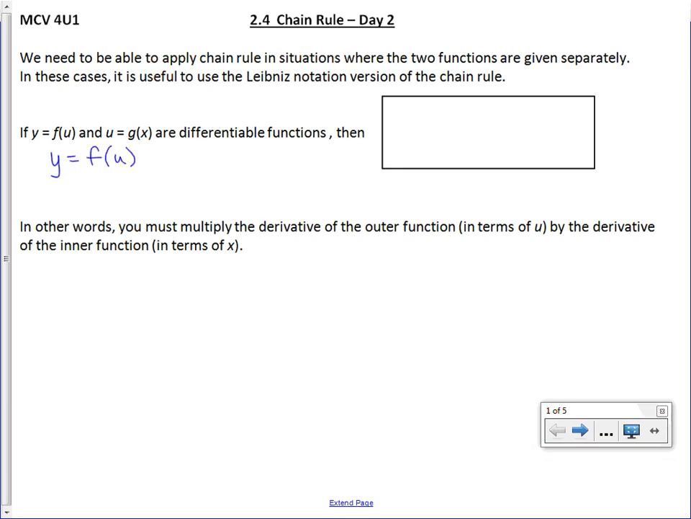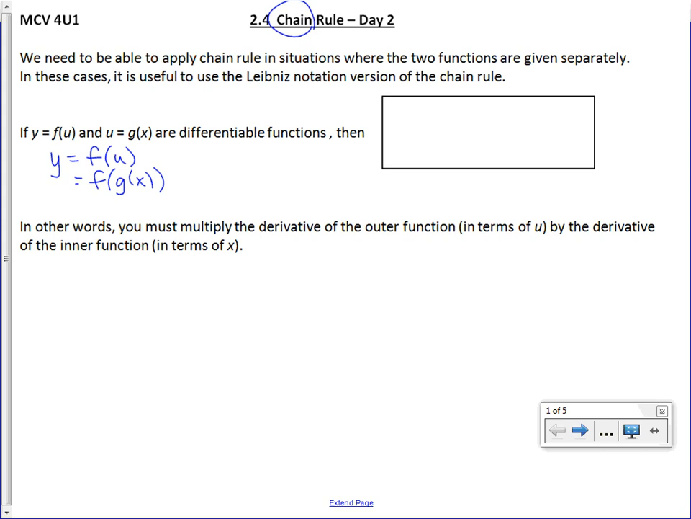So if y is f of u, but u is g of x, can you see why it's still a composite function? I'm just keeping them separate. What have I done here? I've eliminated u from the situation when I write it like this, but if I leave them separate, I need this u to be the link in the chain between y and x. Hence, we're going to use this version of the chain rule.